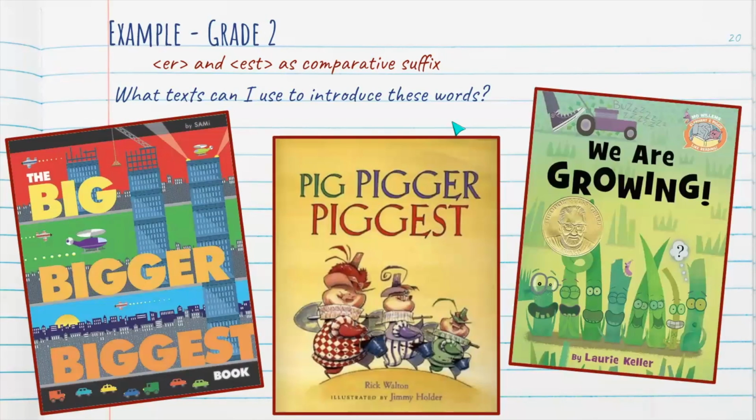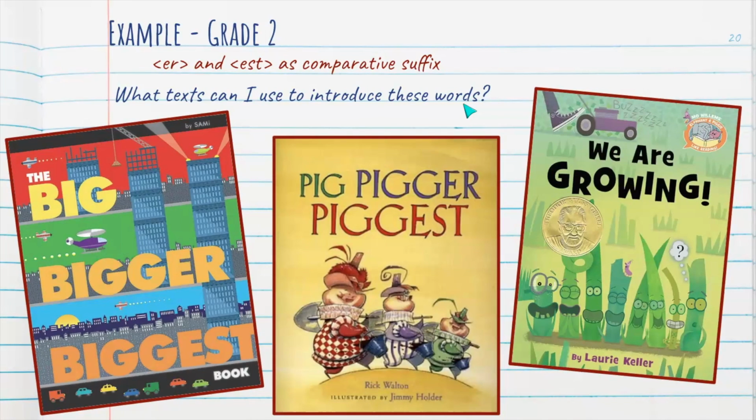The next question that we're going to ask ourselves as we're doing this planning and thinking is, what texts can I use to introduce these words? Because we want to ground our understanding in text. A text can be a poem. A text can be a picture book. It can be a song. It can be a meme, for crying out loud. Just something that we're attaching meaning to in order to help build a sense of language and words and context.